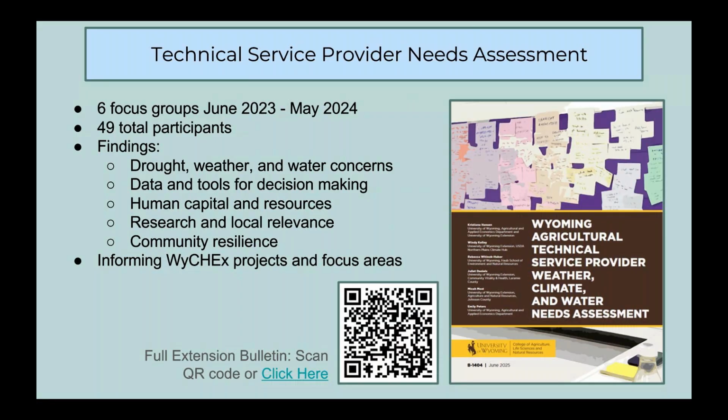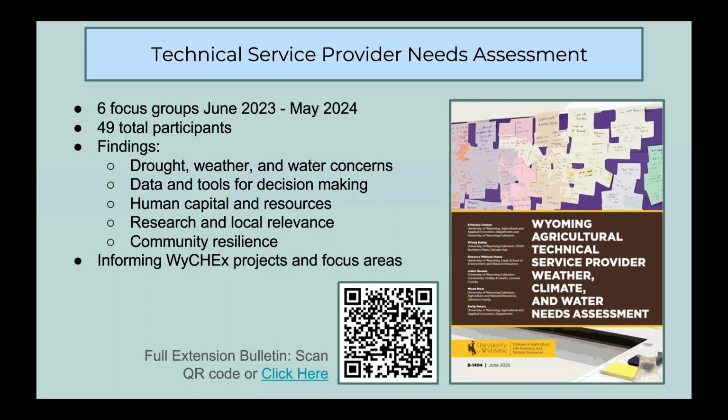Think people like the Natural Resource Conservation Service. And then there were also representatives from universities and community colleges, groups like that. So people who are really boots on the ground working with agricultural producers. And the questions and goals of the focus groups were really to understand what needs exist for agricultural folks within the weather, climate, and water areas.